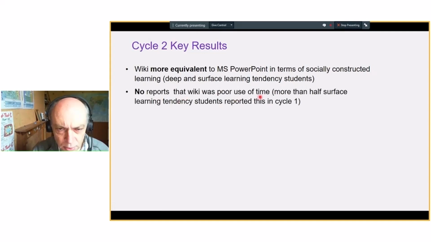There were no reports in cycle 2 that the wiki was a poor use of time. And as I say, more than half of surface learning tendency students in cycle 1 reported that they felt they were wasting their time doing the wikis. So that was a really good finding.